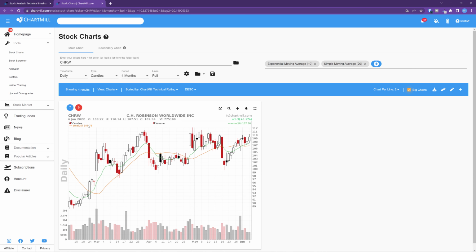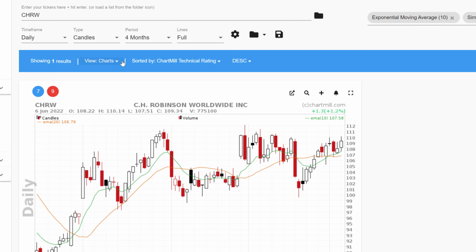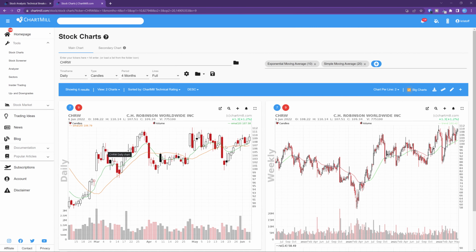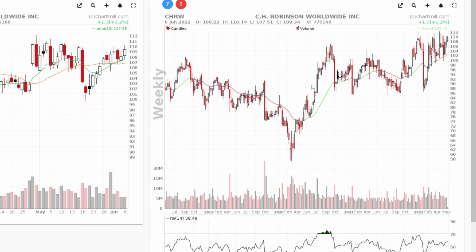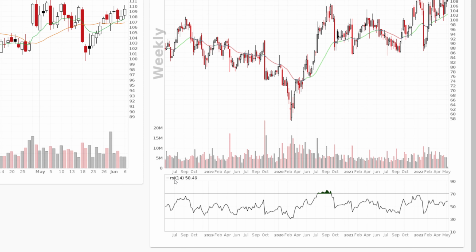So this is the daily chart of CHRW, but I want to compare it to the weekly chart. In the blue bar, this little inverted triangle pattern symbol, just click on it and then select 2 charts, and now you have immediately a weekly and a daily chart of the same ticker. On the weekly chart, on my screen there is the ChartMill trend overlay which is visible, and I have also added the RSI indicator, the standard settings, as a reference.